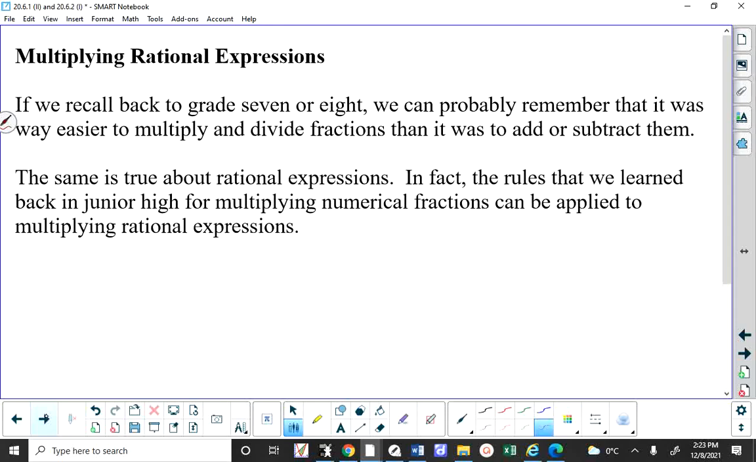How many of you remember that adding or subtracting fractions is more complicated? You've got to deal with that common denominator, all of that. Multiplying and dividing is pretty easy. We're going to start today by looking at multiplying. Tomorrow we will be doing dividing.